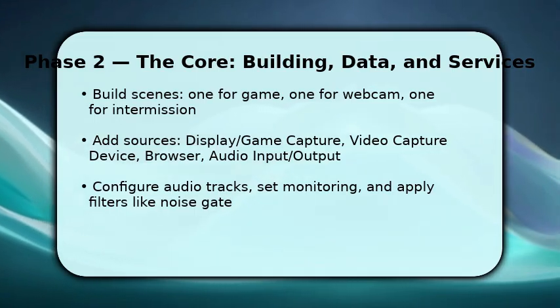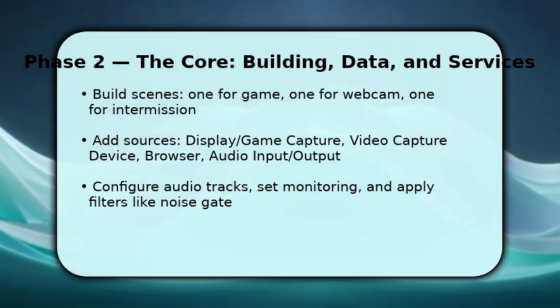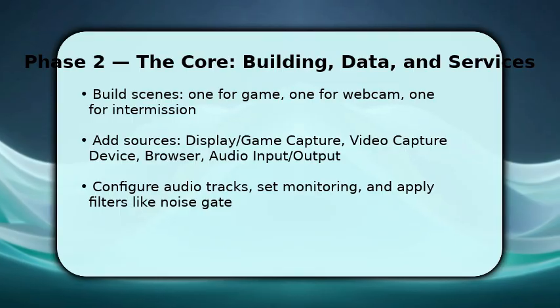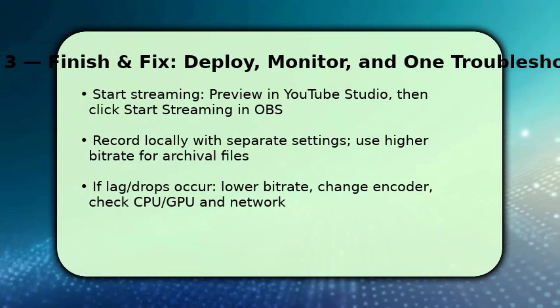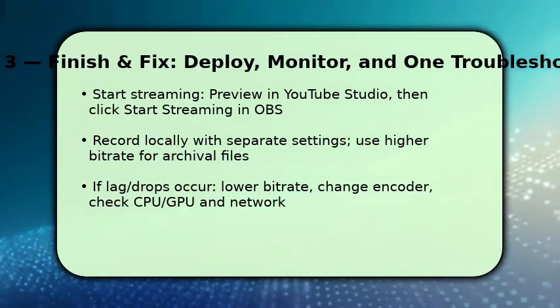To go live, open YouTube Studio's stream preview, confirm title, latency, and monetization settings, then hit start streaming in OBS. Consider recording locally simultaneously with a higher bitrate for backups.